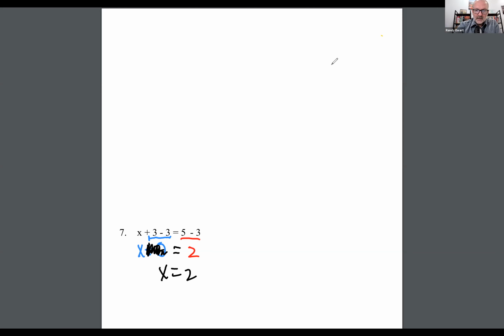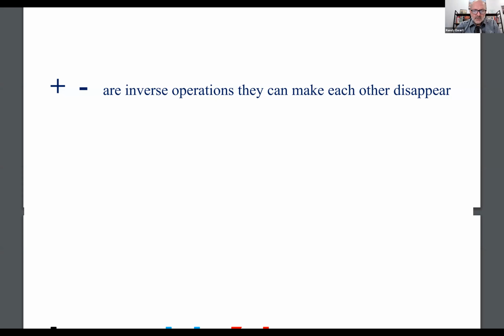So let's take a look at that in a little more detail. Addition and subtraction are operations because you use them to do something with two numbers and then you get a single number. So they're operations, but they're called inverse operations because they make each other disappear. You end up with 0. And then when you add 0, the 0 disappears. So we call these inverse operations. Let's explore these in some equations now.